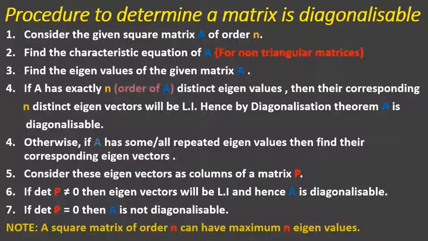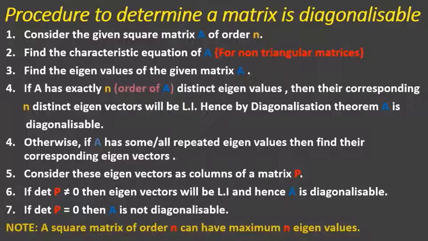Now, if A has exactly n distinct eigenvalues, what do you mean by that? Suppose A is a 3 by 3 matrix and you got 3 distinct eigenvalues like 1, 3, 5. Then their corresponding n distinct eigenvectors will be linearly independent. We have done a theorem that eigenvectors of distinct eigenvalues are linearly independent. Hence, since the eigenvectors are linearly independent, by the diagonalization theorem, the given matrix is diagonalizable.